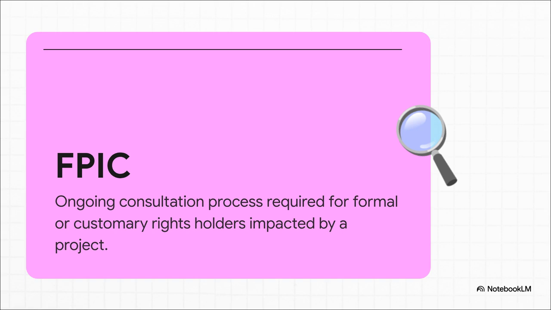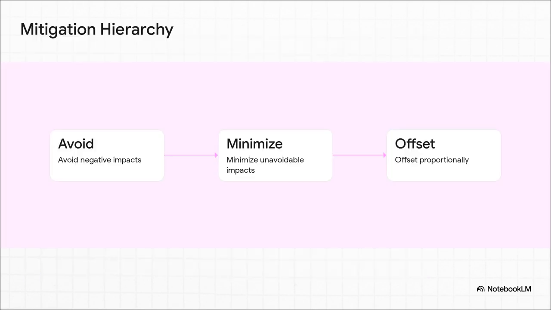To put that into perspective, customary rights holders make up an estimated 80% of landholders in Africa. That is huge. So you literally cannot establish a project start date, which means you cannot plant a single tree, until this rigorous, ongoing consultation and approval process is completely and legally secured. But what happens when your proposed carbon project inevitably clashes with those existing local land uses?